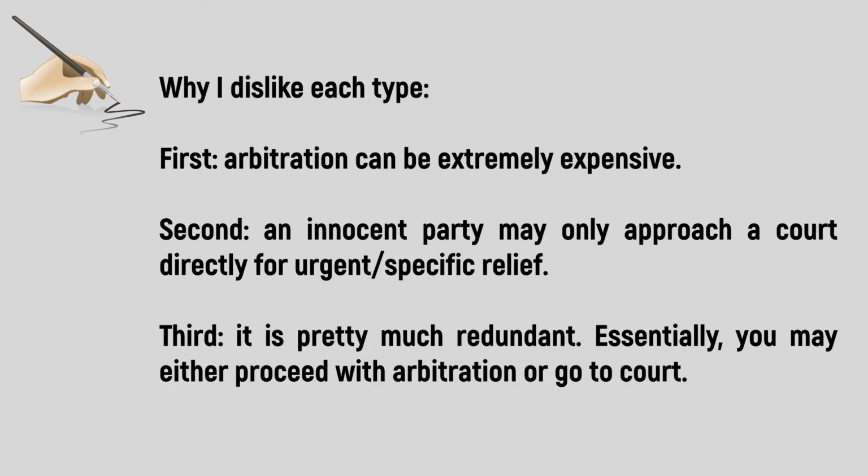I dislike the first type of arbitration clause mainly because arbitration can be extremely expensive. I dislike the second type because an innocent party may only approach a court directly for urgent or specific relief. I hate the third type because it is pretty much redundant. Essentially, you may either proceed with arbitration or go to court.